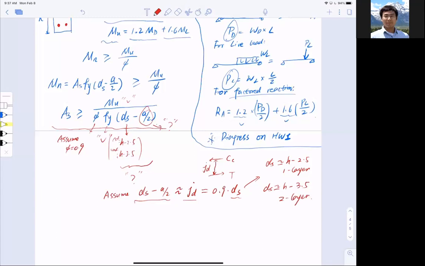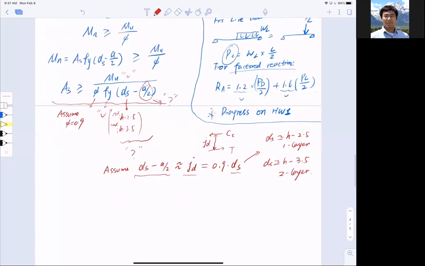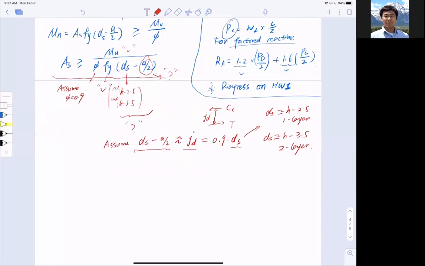All right. Okay, so now the equation is clear. Why? Because now I recast the equation. Now AS is bigger or equal than Mu, which is given, divided by 0.9, which is the phi given or assumed, Fy, yield strength of steel given, and then multiply 0.9 ds. Where ds is assumed for these two numbers.